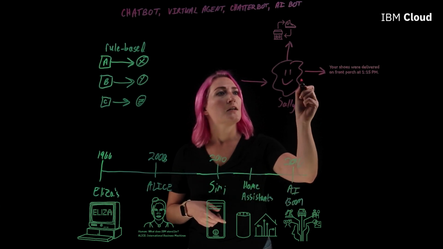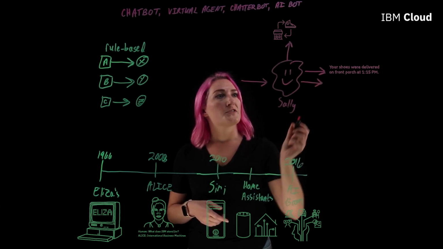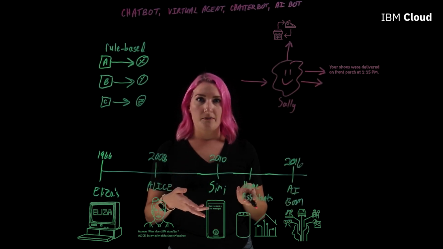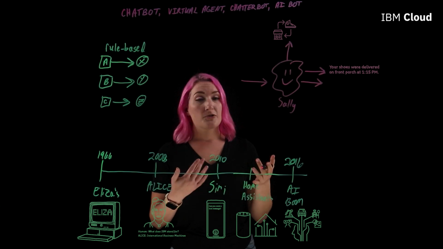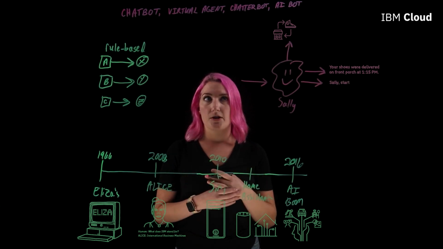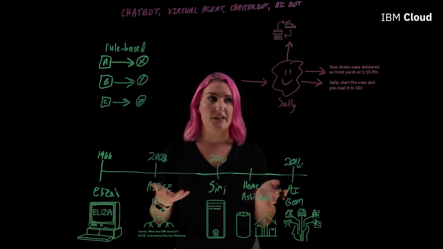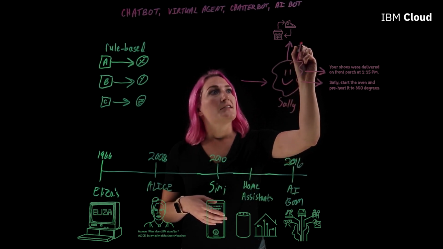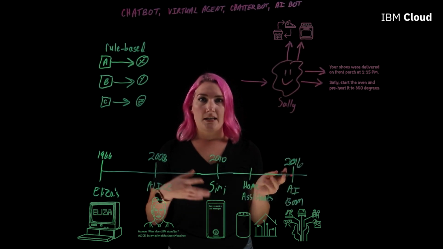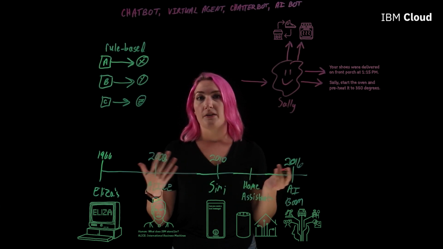Something like that. Like I said before, she can also control different smart devices. So if I am hungry, I say, Sally, start the oven. Preheat the oven to 350. She's able to go into this specific integration and communicate with the oven.